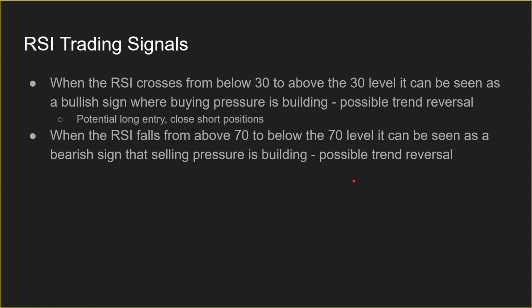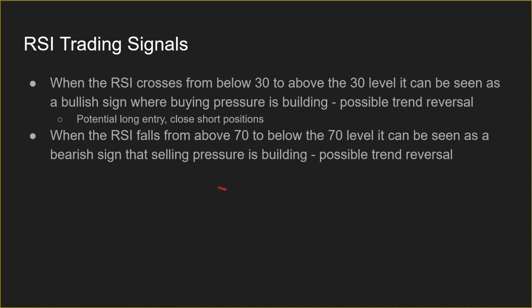Now, vice versa, when the RSI falls from above 70 to below the 70 level, it could be seen as a bearish sign that selling pressure is building, possible trend reversal. If you think about it, same concept. If that 70 level is considered an overbought level, right? The asset is in this overbought level. Prices are moving up because when prices move up, the RSI goes up, right? So if the RSI is falling from that overbought level, it could be seen as a trend reversal.